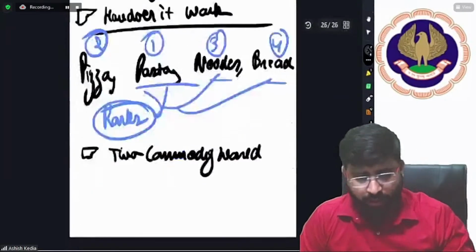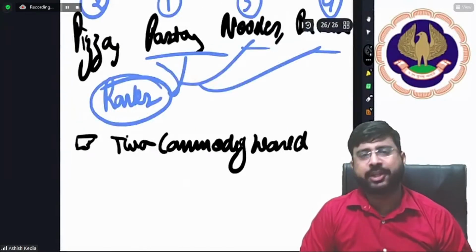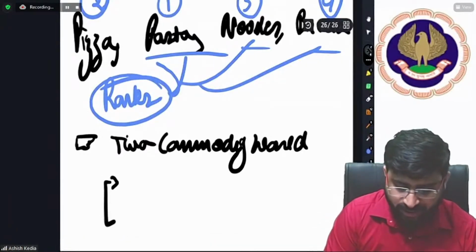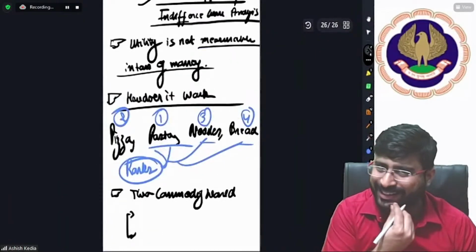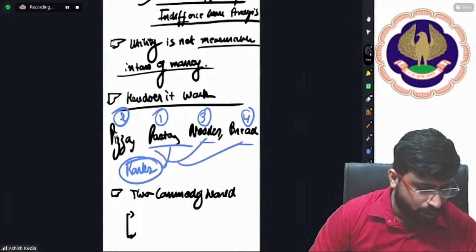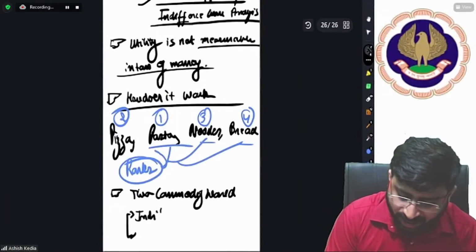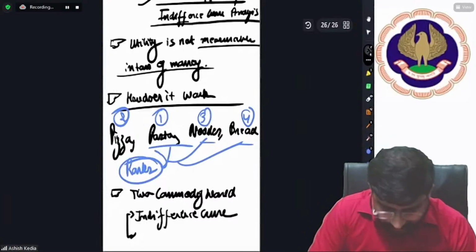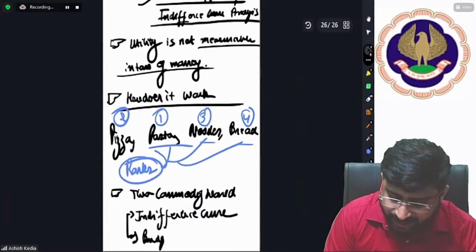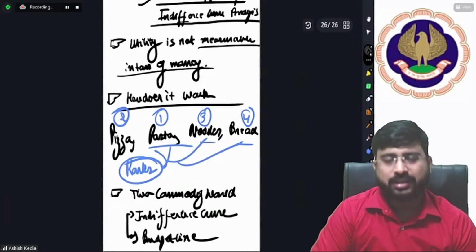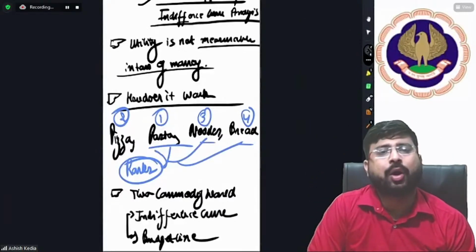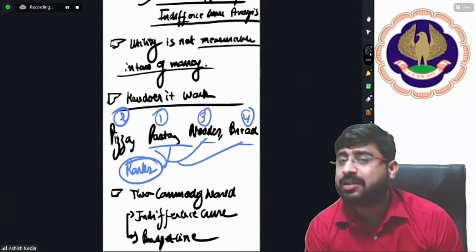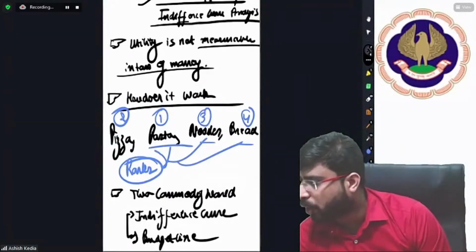Okay. So to understand the equilibrium under a two commodity world, please remember there are two concepts. Obviously, we will study them in the next class. Number one, we will understand what is indifference curve, and we will do questions from indifference curve. Second, we will understand budget line, and we will do questions from budget line. That is what the journey is going to be all about: indifference curve and budget line.